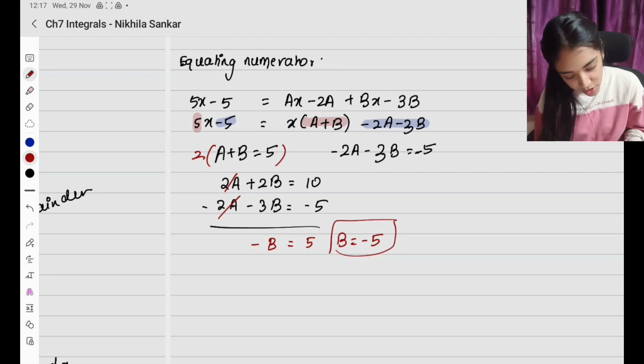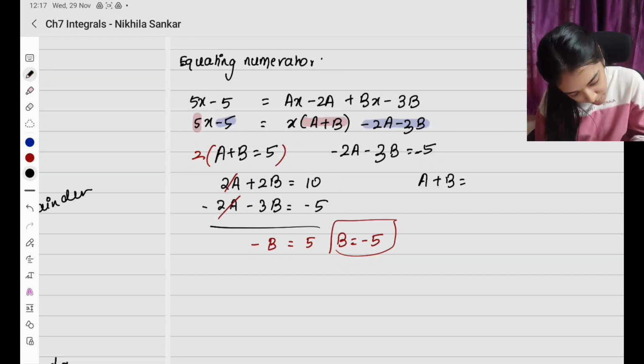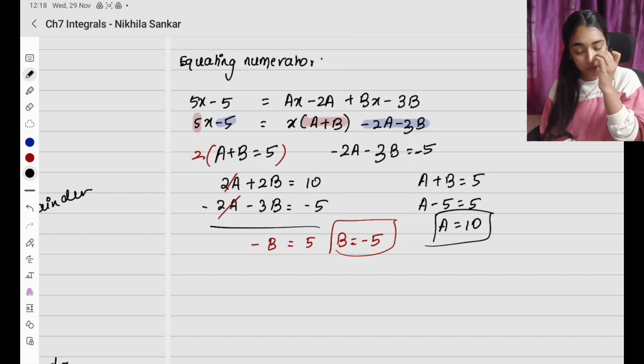So we know the value of b. What is a? I can substitute in one of the equations. So a plus b equals 5. a minus 5 equals 5. a equals 10. So I found out the value of a and b.